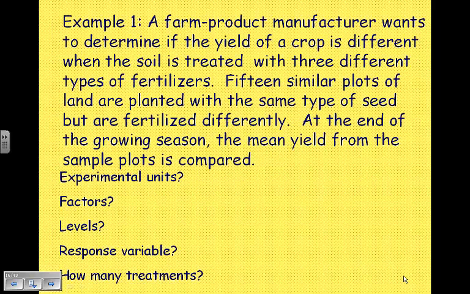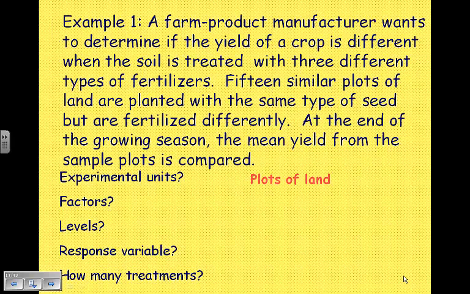Alright, so let's go through an example. A farm product manufacturer wants to determine if the yield of a crop is different when the soil is treated with 3 different types of fertilizer. 15 similar plots of land are planted with the same type of seed, but they're fertilized differently. At the end of the growing season, the mean yield from the sample plots are compared.